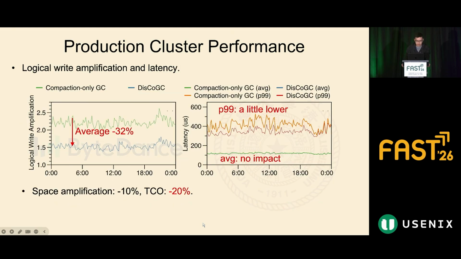From the performance perspective, DiscoGC's LWE, which means logical write amplification, is 32% lower than that of the compaction-only GC. The space amplification is 10% lower, and the physical write amplification is 10% higher. The total TCO is 20% lower. Meanwhile, the average latency nearly does not change, and the 99% latency is much slower. DiscoGC significantly reduces TCO in production clusters.